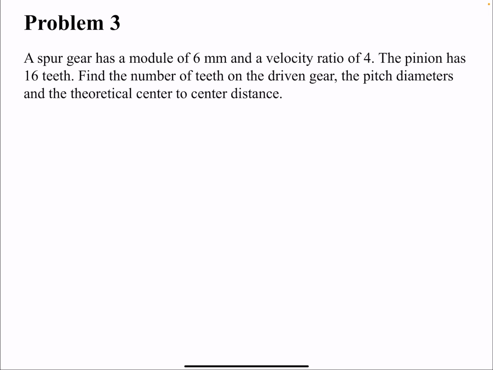The other problem is, again, we have a module of 6 millimeters, a velocity ratio of 4. The pinion has 16 teeth. Find the number of teeth on the driven gear, the pitch diameter, and the theoretical center to center distance. So we have the module, we have the velocity ratio, which is 4, so the pinion is the one that drives the fastest. So that's the velocity ratio that we have.